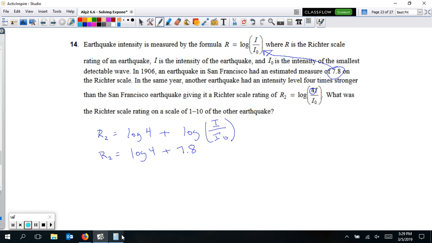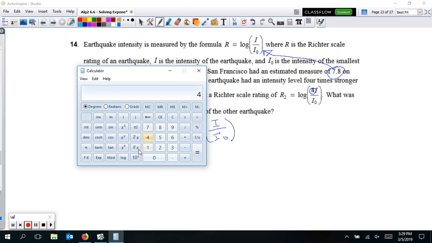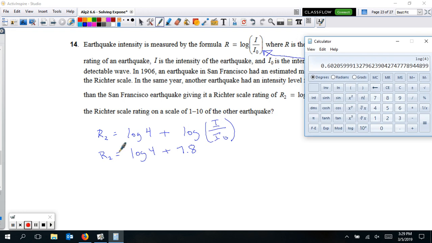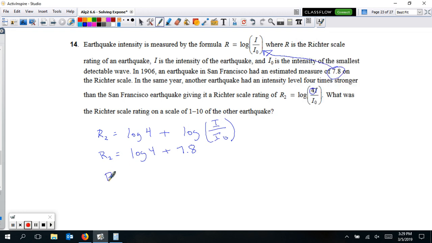And now we just want to figure out, okay, what is log 4? So again, go back to our calculator, I'm going to hit 4, my log button. It is 0.602. Let's just say 0.6. So R2 is equal to 0.6 plus 7.8. I just went 0.6 because that was only one decimal place in 7.8. So now we just add these together. R2 is equal to 8.4. And so there's our answer, 8.4.